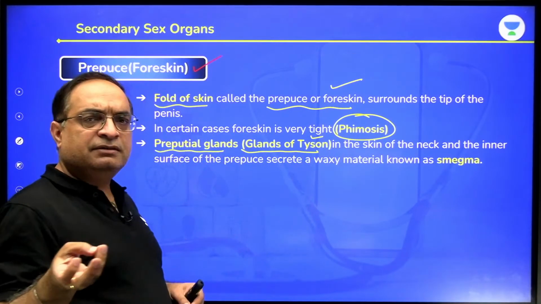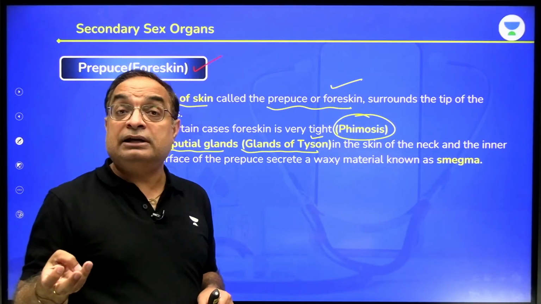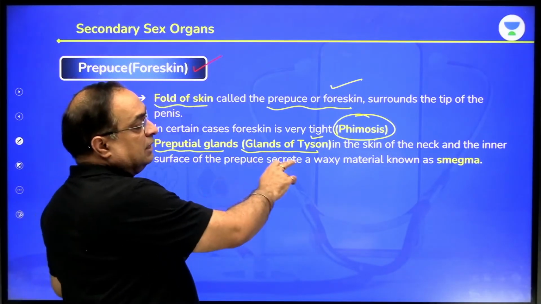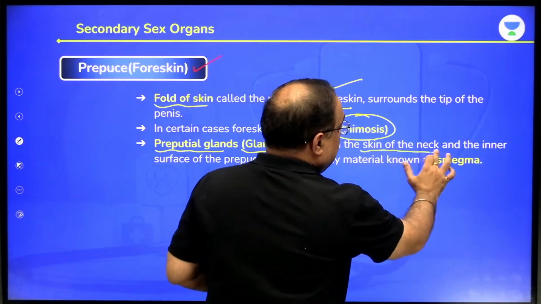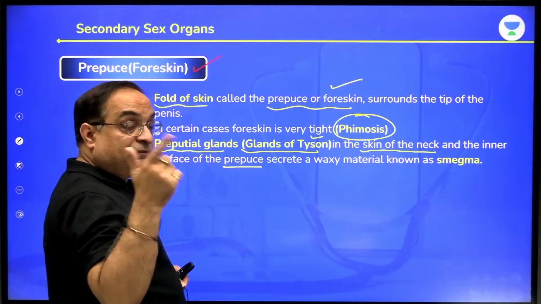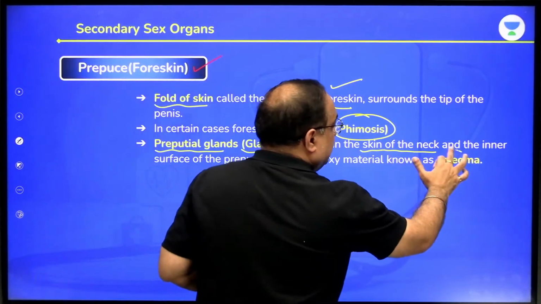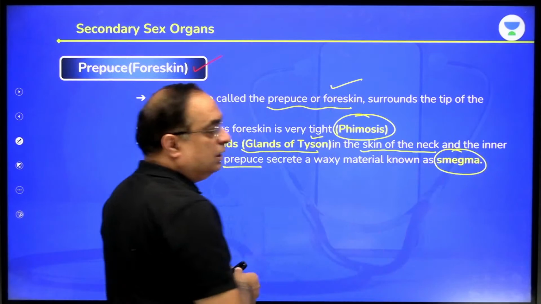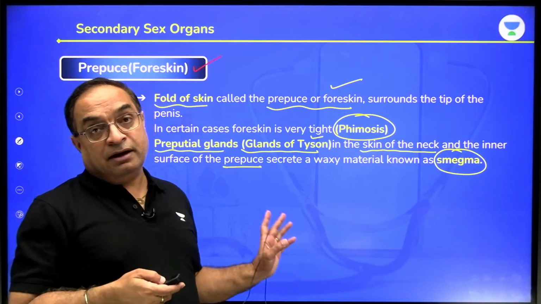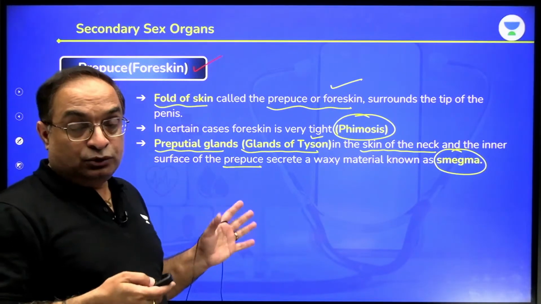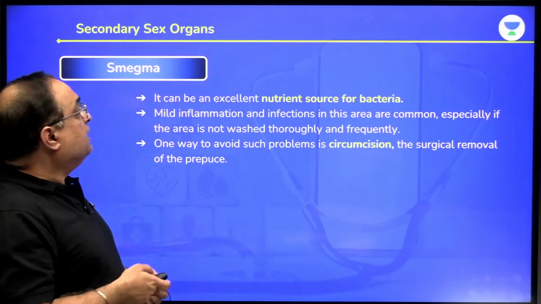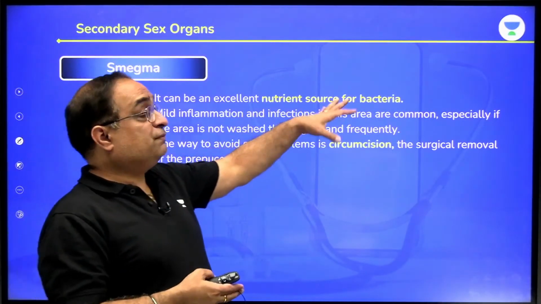We have discussed seminal vesicle, prostate gland, bulbourethral gland. One more gland I am discussing, prepucial gland or the gland of Tyson, in the skin and neck region of the inner surface of prepuce. So, prepuce is having prepucial glands that secrete a white colored foul smelling substance called smegma, right? Smegma is secreted by prepucial glands, which are located on the inner side of the prepuce. Okay? What is smegma? It can be an excellent source of nutrition for the bacteria.